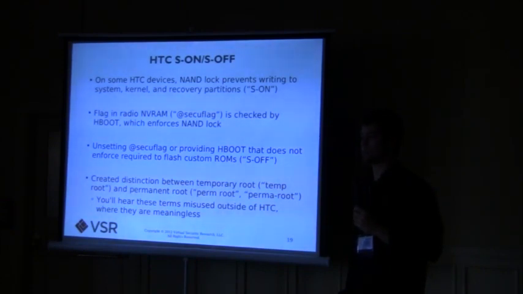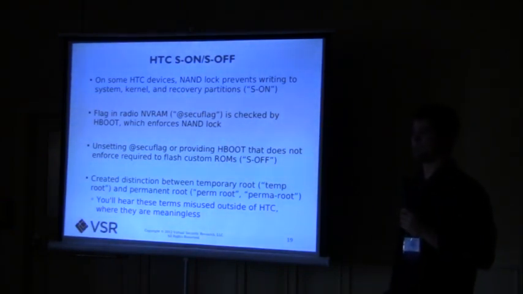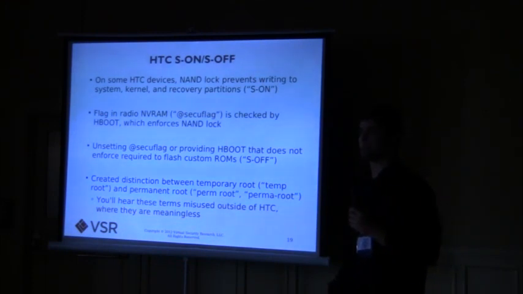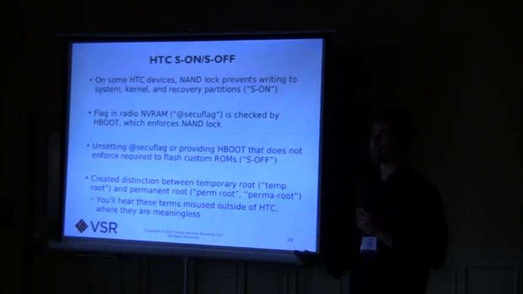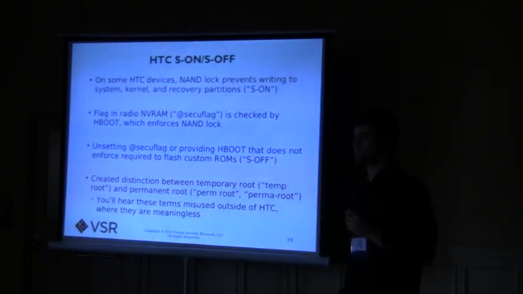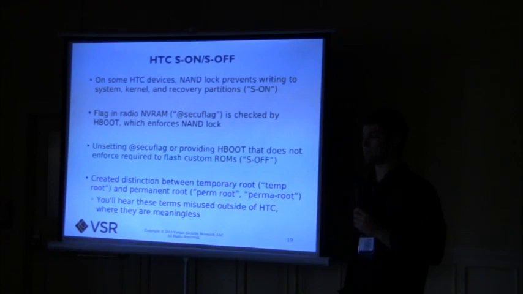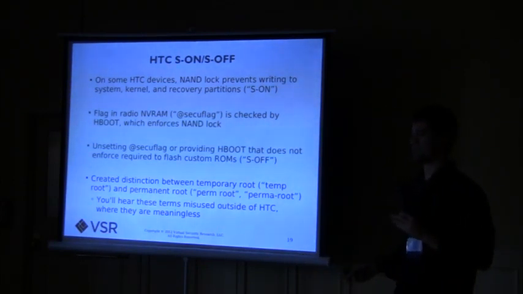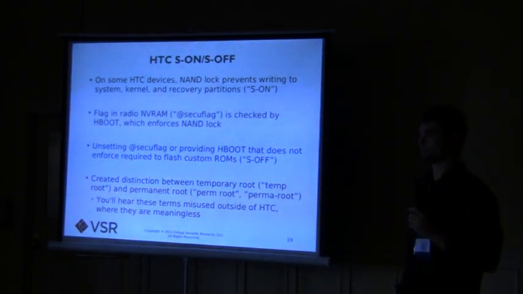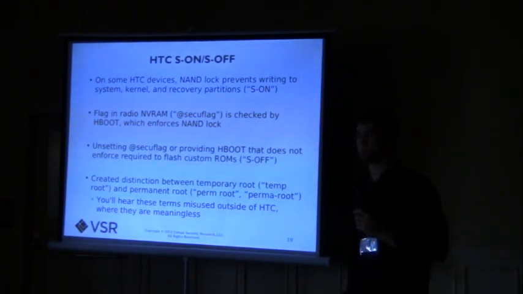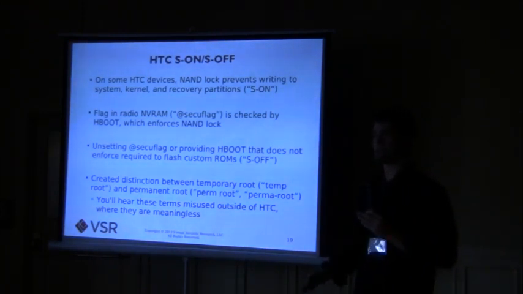The way this works is there's a flag in the radio NVRAM called the secu flag that's checked by HBOOT, which is that last stage bootloader. If it's set, then it knows to lock this flash memory down. So if you want to flash custom ROMs to your phone or modify the system partition in any way, you need to either unset this flag or flash an HBOOT that doesn't enforce this restriction. This is sort of that distinction that you may have heard of between temporary root and permanent root that people frequently use in the Android world. People use these terms outside of the HTC world, and they don't make sense there.